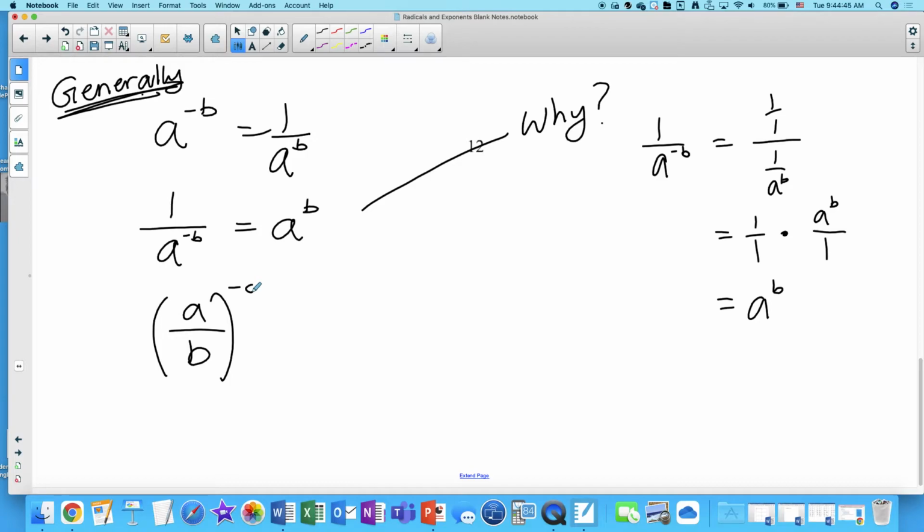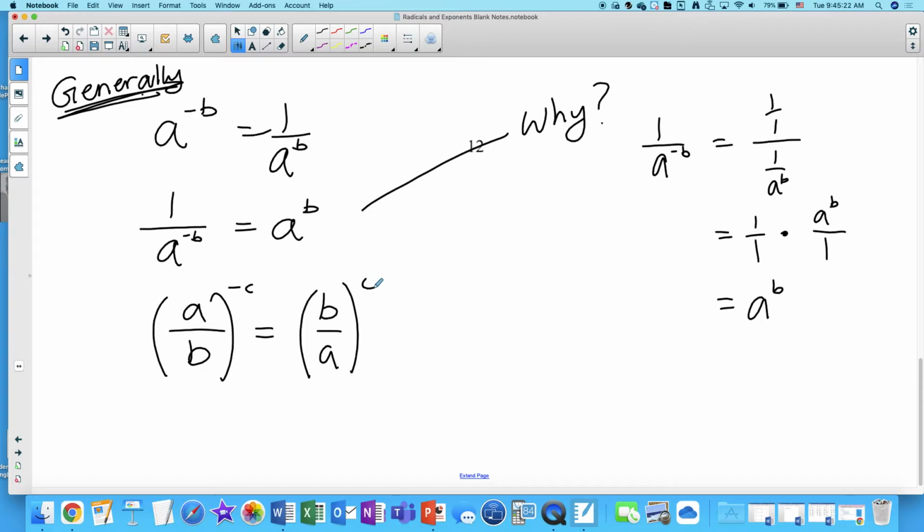Okay, what if the base is a fraction and your exponent is negative? Anyone want to take a guess at what that's going to be? Does it apply to the whole? Applies to the whole fraction. So therefore you'll flip it? So yeah, this is actually going to be b over a to the positive c. It's the reciprocal. So take the reciprocal of the base, and then the exponent becomes positive.